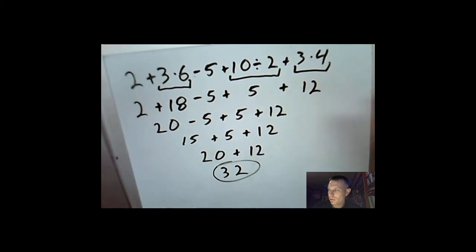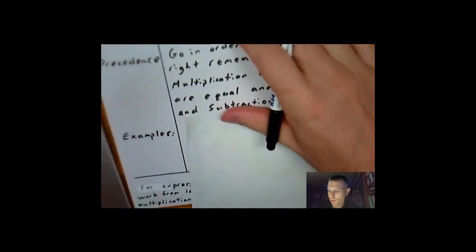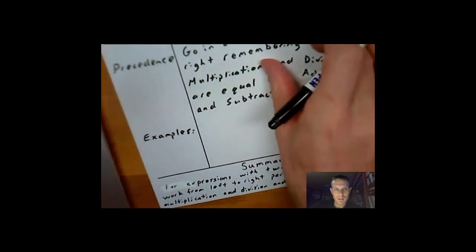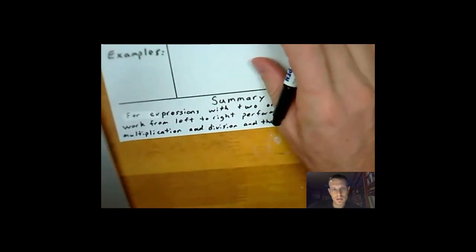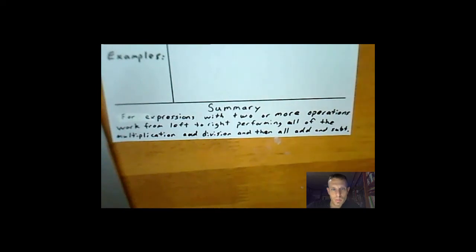So those are three examples, and those should go right here under the examples in your notes. Again, I didn't write that for space. And lastly, the summary here. I think that we can summarize this lesson by saying that for expressions with two or more operations, work from left to right, performing all of the multiplication and division, and then all the addition and subtraction.